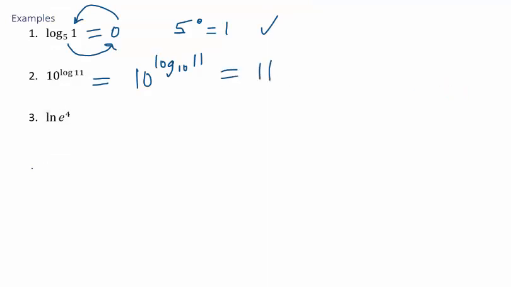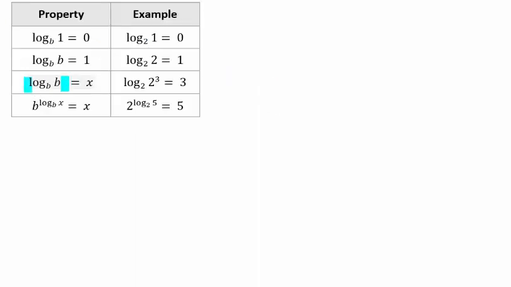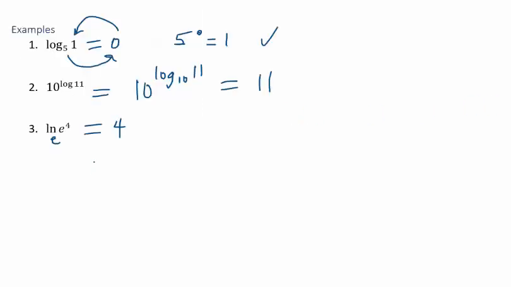And let's take a look at one more. The natural log of e to the 4th. Okay, so if it helps, write a little e here because the base of the natural logarithm is e. So that would look most like this third property, that the bases match, and so the answer is just the exponent, or just 4.